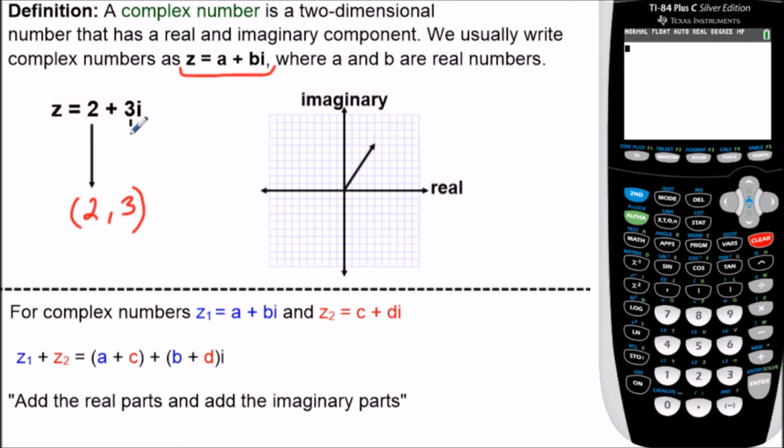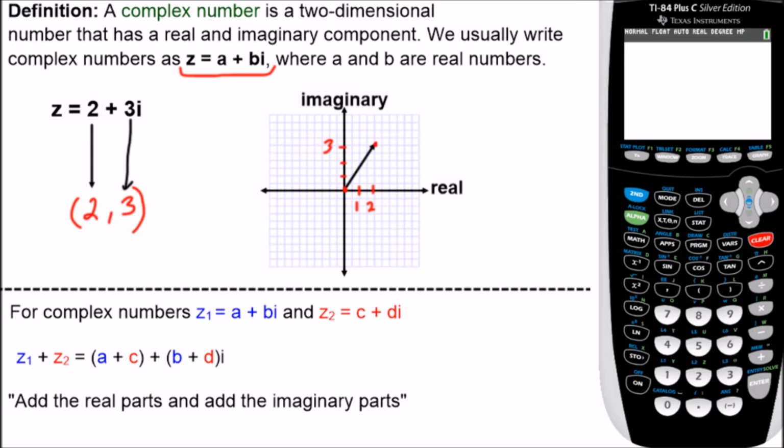If we look at it this way, then when we plot this on the xy axis, this is 2 units to the right and this is going 3 units up. We call this horizontal axis the real axis and the vertical the imaginary axis. So 2, 3, instead of just thinking of this as plotting a point, imagine you're connecting the origin to the point 2, 3. So a complex number is really just a number with direction.